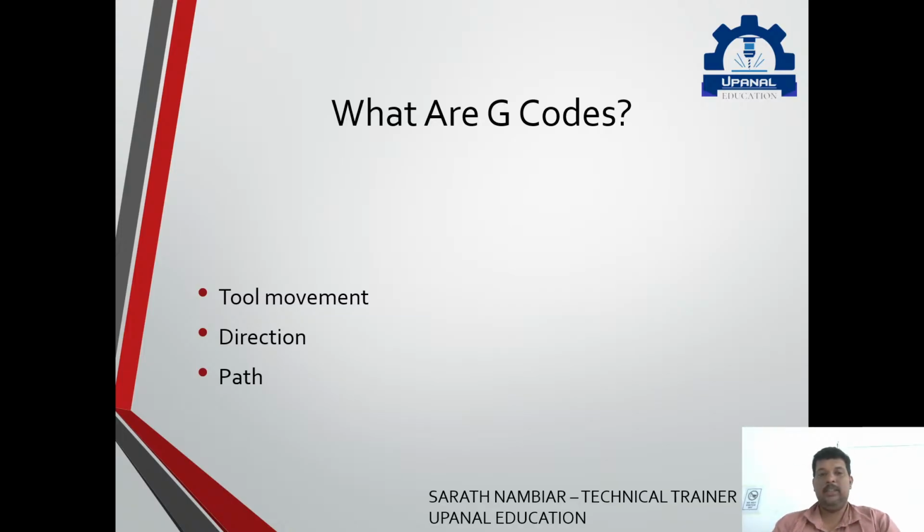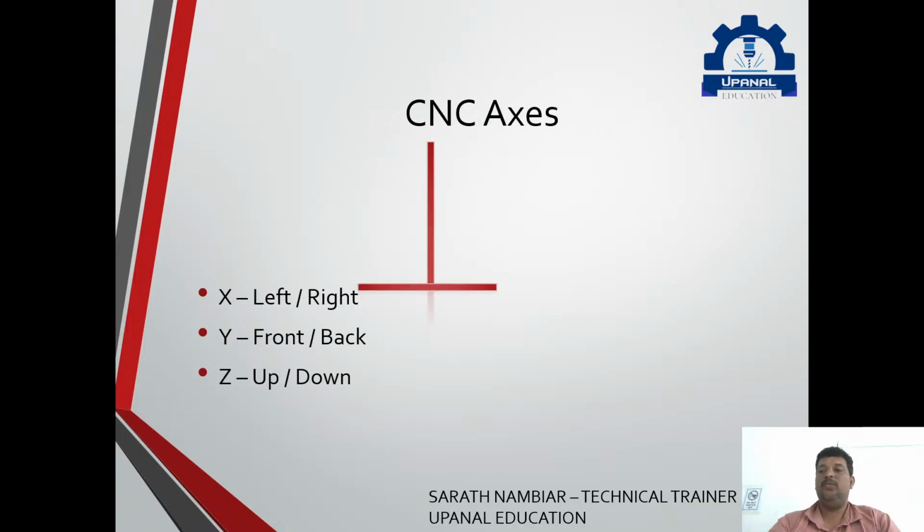Now, when you come to directions, we have axes, right? Last class also we had discussed. We have X, Y, and Z. X will be from left to right, Y will be from front to back, and Z will be from up to down. These are called the main three axes. We're discussing the three-axis machine. It's a basic topic. So X will be from left to right or right to left, Y from front to back or back to front, and Z from up to down.